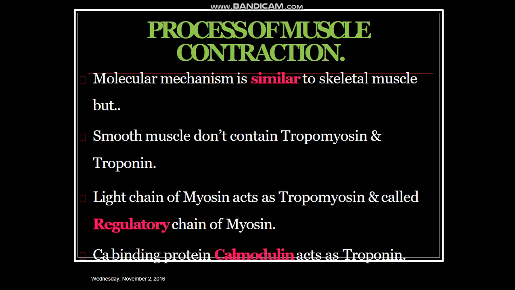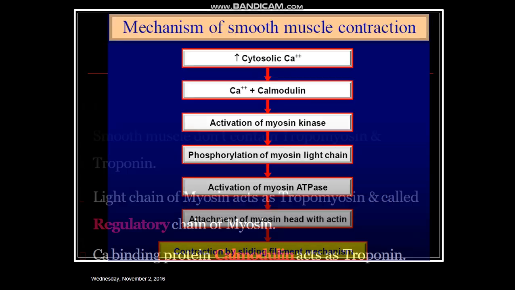Process of muscle contraction. Molecular mechanism is similar to the skeletal muscle, but smooth muscle does not contain tropomyosin and troponin. This is the thing to remember, that smooth muscle does not have tropomyosin and troponin. The light chain of myosin acts as a tropomyosin and is called the regulatory chain of the myosin. Calcium binding protein calmodulin acts as a troponin. The troponin has been replaced by the calmodulin, which has four sites for the calcium.